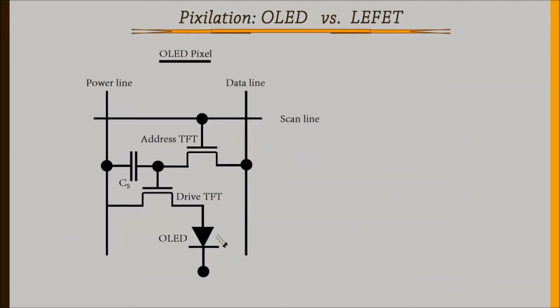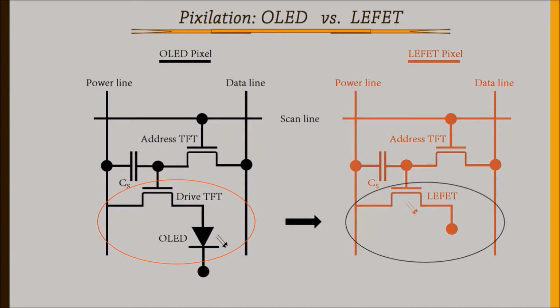And now let's have a look at the control circuitry of a typical 2 transistor 1 capacitor architecture to drive the OLED. If we turn on the scan line and we have a high voltage at the data line, the charge is stored at the storage capacitor, which in turn turns on the drive transistor and, using the power line, drives the OLED. The drive transistor needs to be capable of supplying high enough current and maintaining a stable current at high voltages and low voltages. But we can replace this lower part with just one multifunctional device, a light emitting transistor.